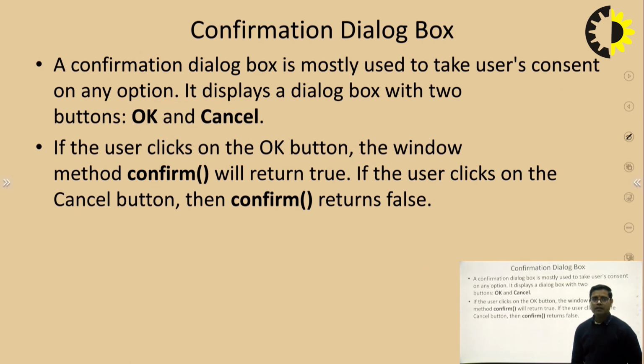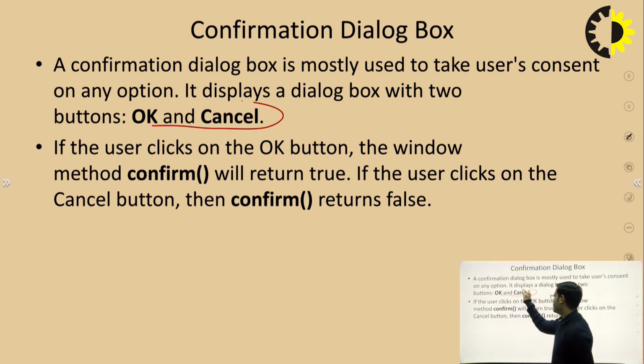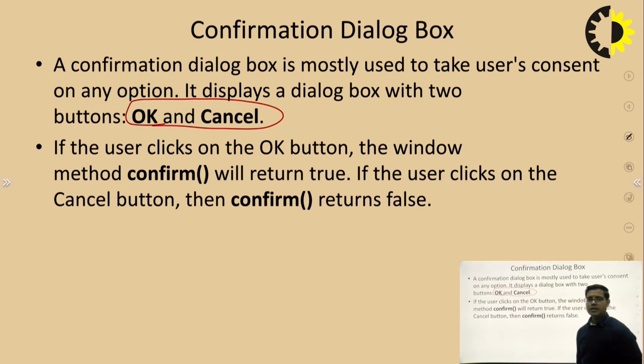Next one is the confirmation dialog box. The confirmation dialog box is mostly used to take user consent on any option. It displays a dialog box with two buttons, OK and Cancel. If the user clicks on the OK button, the window method confirm will return true. If the user clicks on the Cancel button, then confirm returns false.